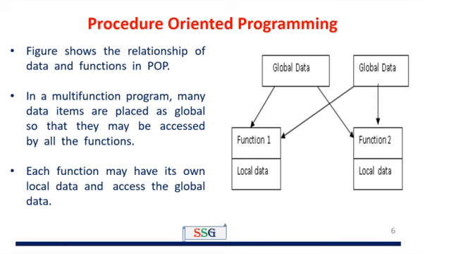Here the entire task is divided into a main function and some sub functions. In a multi-function program, many data items are placed as global so that they may be accessed by all the functions. In procedure-oriented programming, the data are classified into two groups. One is global data, the second one is local data. Global data is accessed by all the functions in the program. Local data is accessed by the respective function only. That means each function may have its own local data and access the global data.